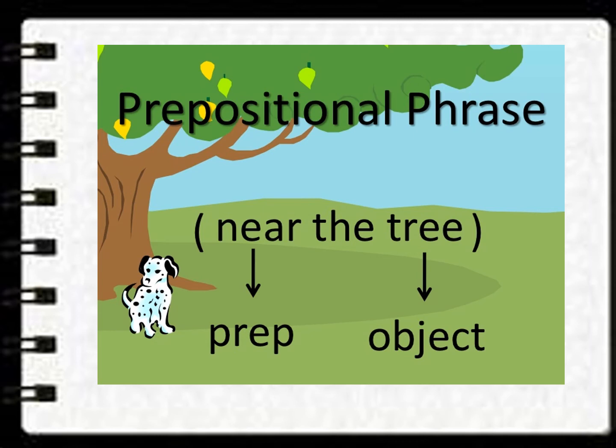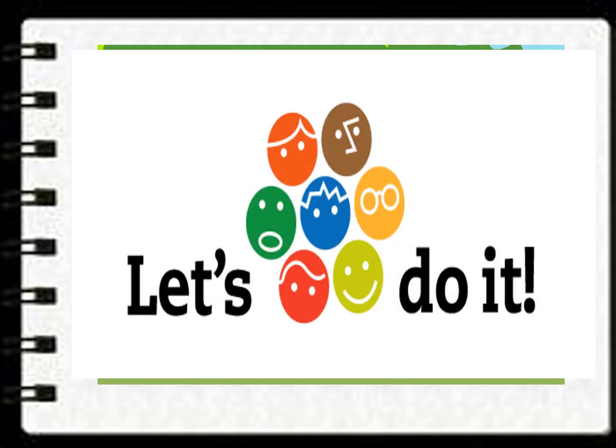Take a look at this. Near the tree. Near is the preposition, tree is our object. When you combine these two, near the tree, we come up with a prepositional phrase. Let's do it.